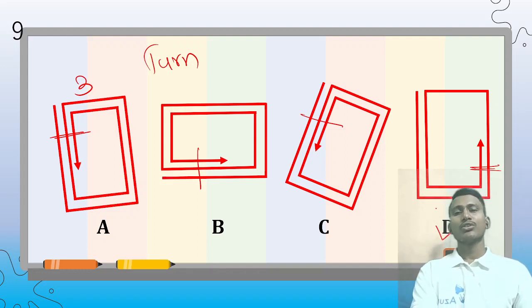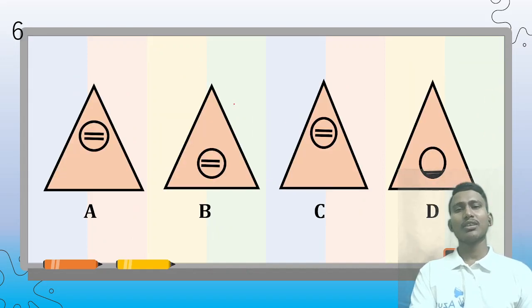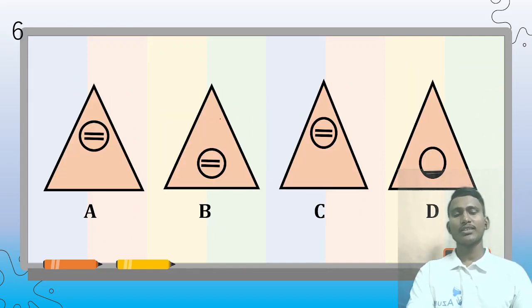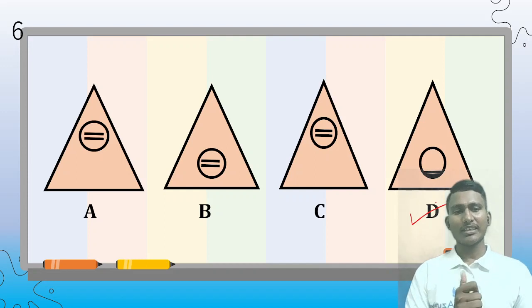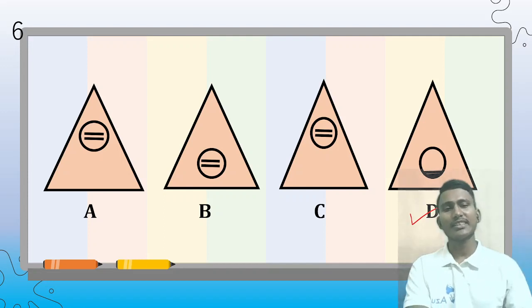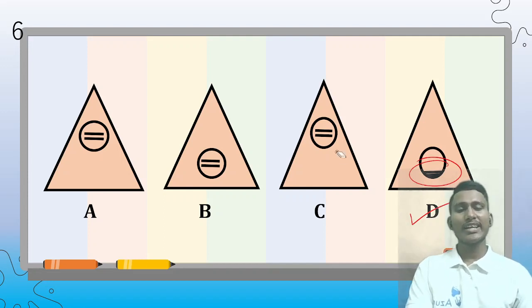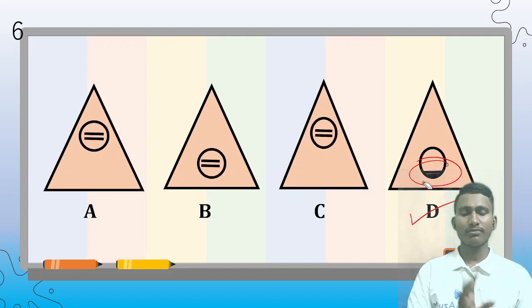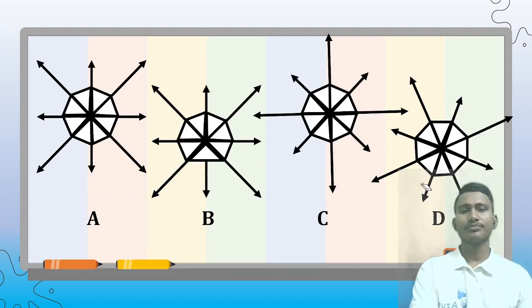Okay, good. So let us go for the next example now. Here, what will be the answer? Sir, D. Yes, the answer is D, the different one, because the lines are not in the middle of the circle. It has come at the bottom.